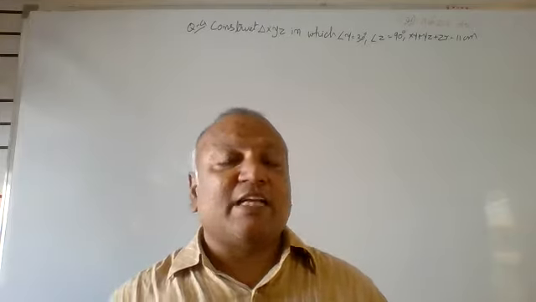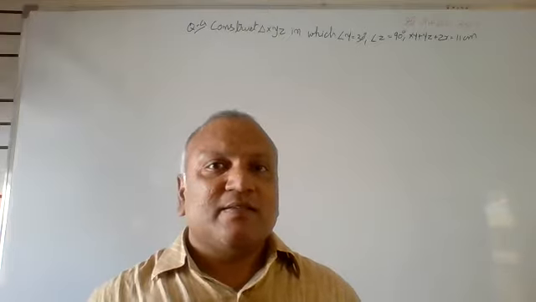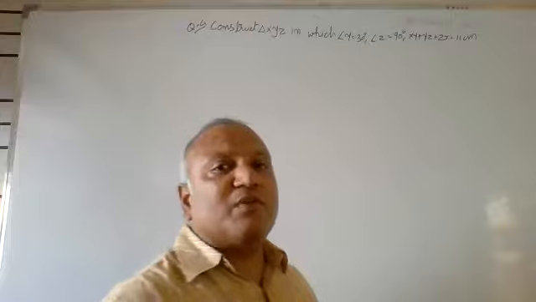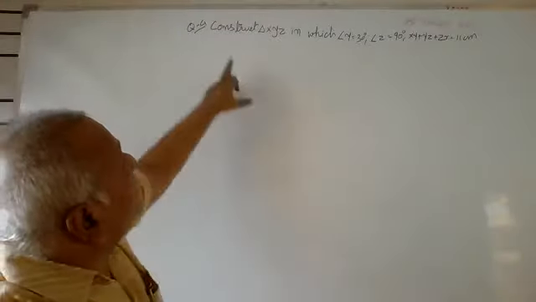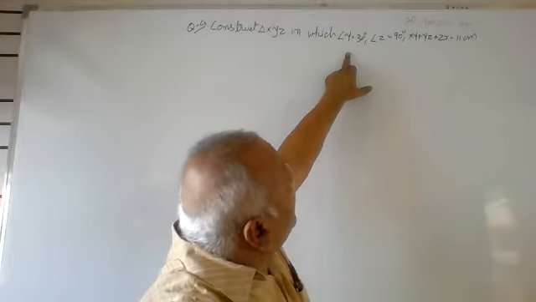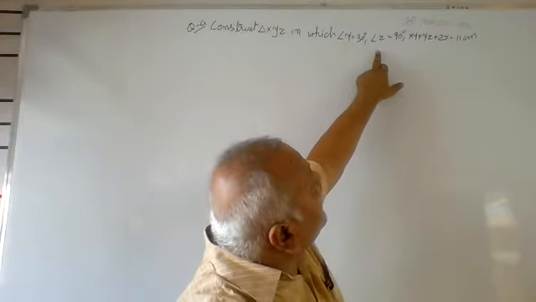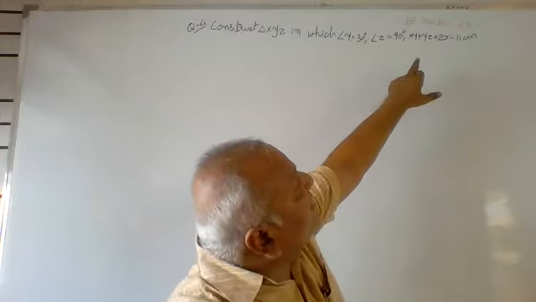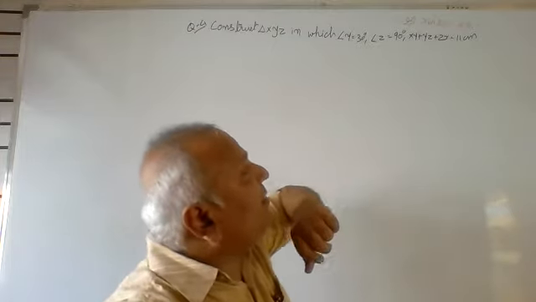I am explaining the construction exercise 11.2 question number 4. Construct triangle XYZ in which angle Y is equal to 30 degree, angle Z is equal to 90 degree, XY plus YZ plus ZX is 11 centimeter.